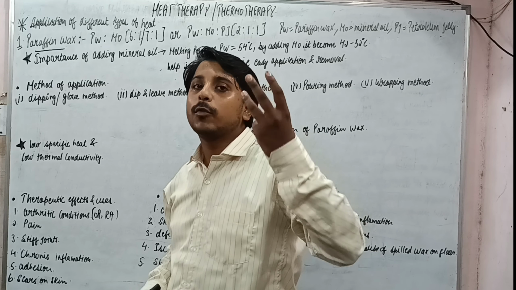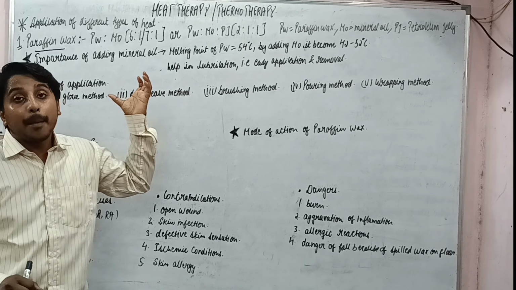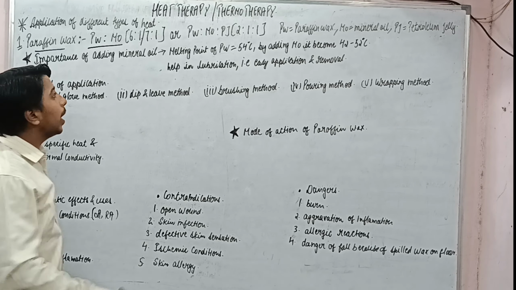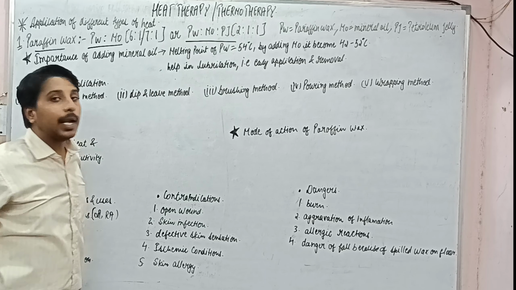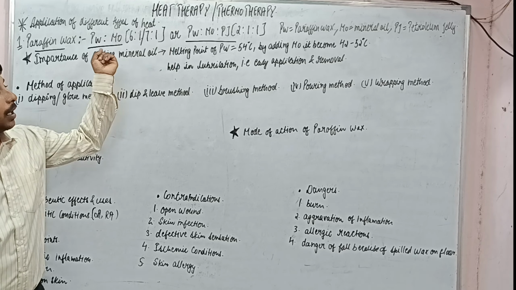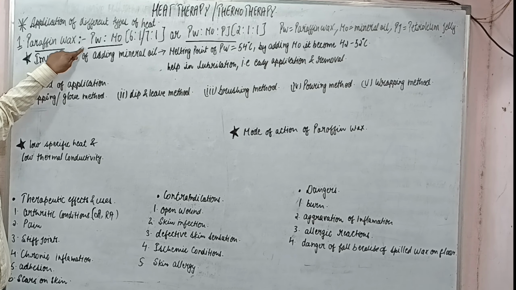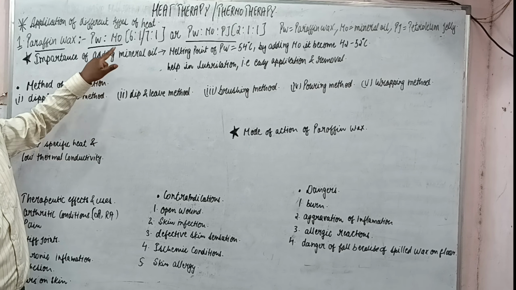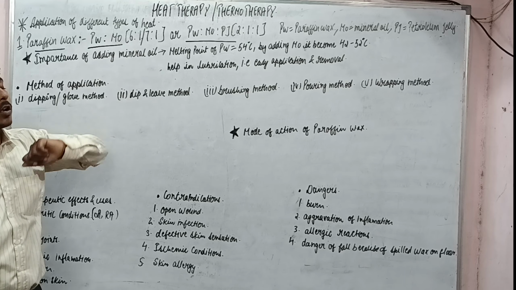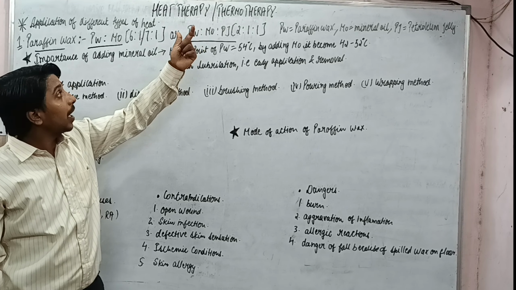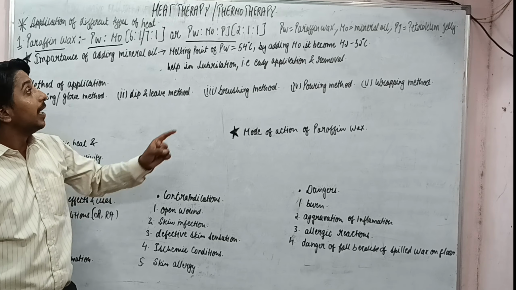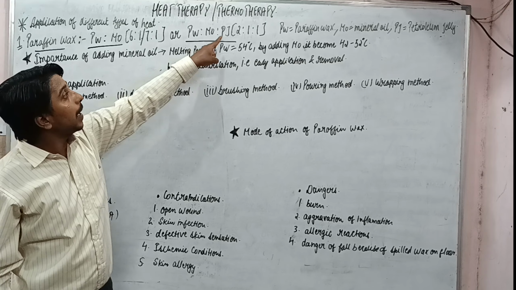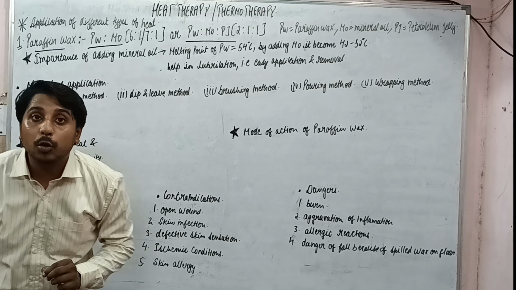Okay, so it can be of two types. It can be a mixture of paraffin wax and mineral oil, or it can be paraffin wax, mineral oil and petroleum jelly. In both conditions, the ratio is different. If we are using paraffin wax and mineral oil, the ratio should be 6:1 or 7:1, that is 6 parts of paraffin wax and 1 part of mineral oil. And if we are using paraffin wax, mineral oil and petroleum jelly, the ratio should be 2:1:1, that is 2 parts of paraffin wax, 1 part of mineral oil and 1 part of petroleum jelly.